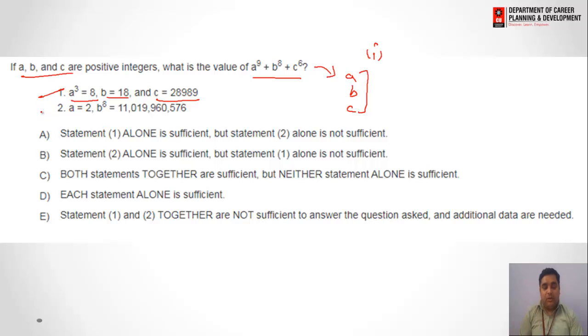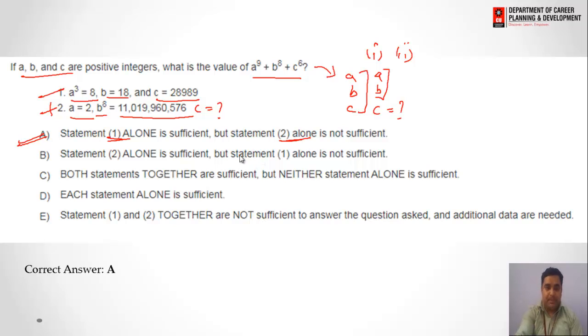For the second statement we have a equals 2, b power 8 equals 11019960576, meaning the value of b only. The value of c is missing, so as per the second statement we have values for two variables only, a and b, and we cannot answer using the second statement alone. Hence the answer for this question is option A, where the question can be solved using statement 1 alone, and statement 2 alone is not sufficient.